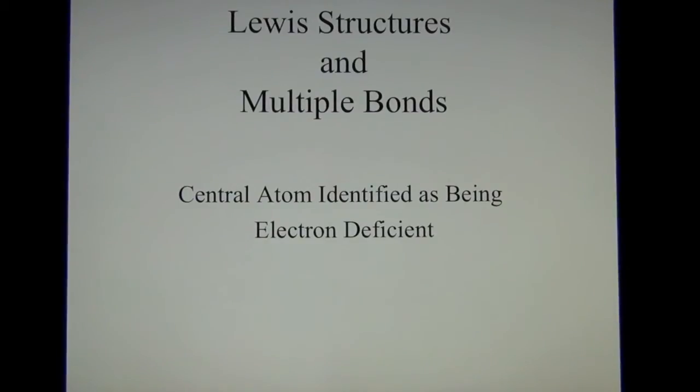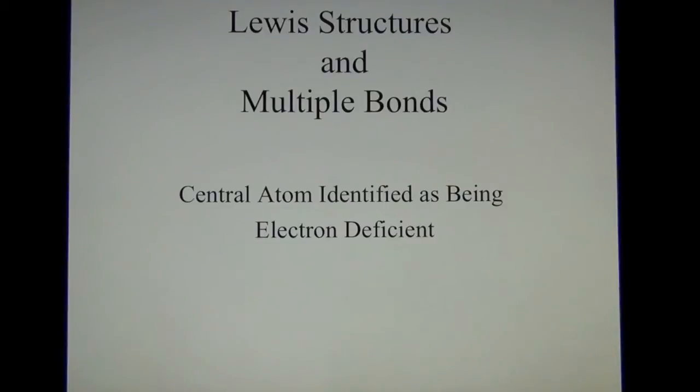In this lesson, we're going to learn how to incorporate multiple bonds into Lewis structures. You may recall the rules for drawing Lewis structures. Number one, you have to identify a central atom. You then have to count the valence electrons. Once you know how many valence electrons you're dealing with, you always try a single bond between the central and the surrounding atoms first.